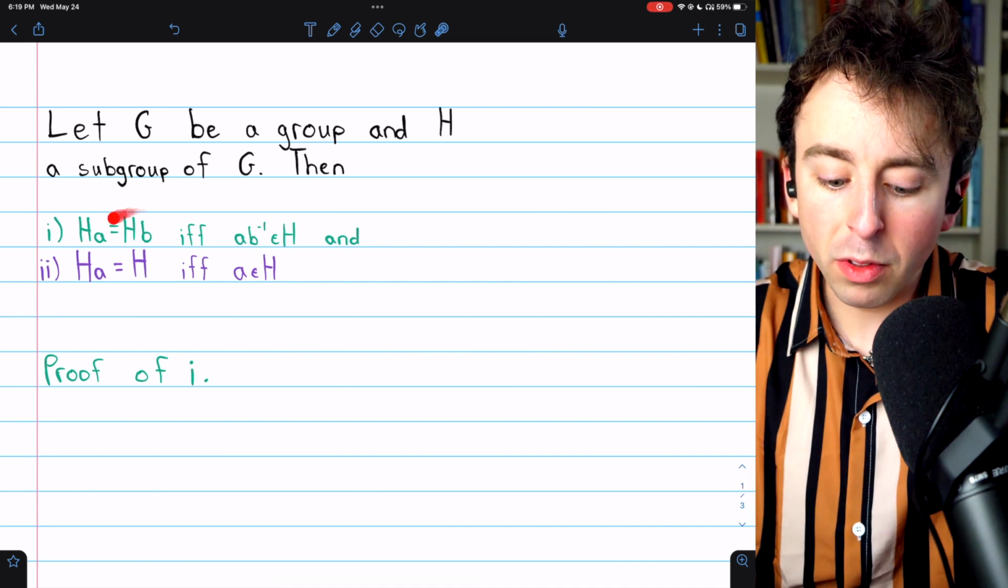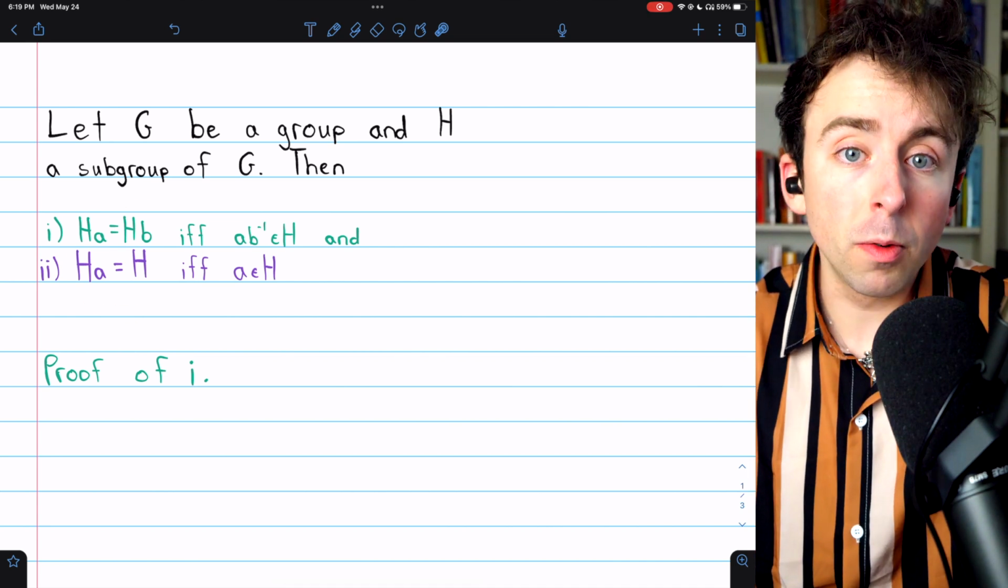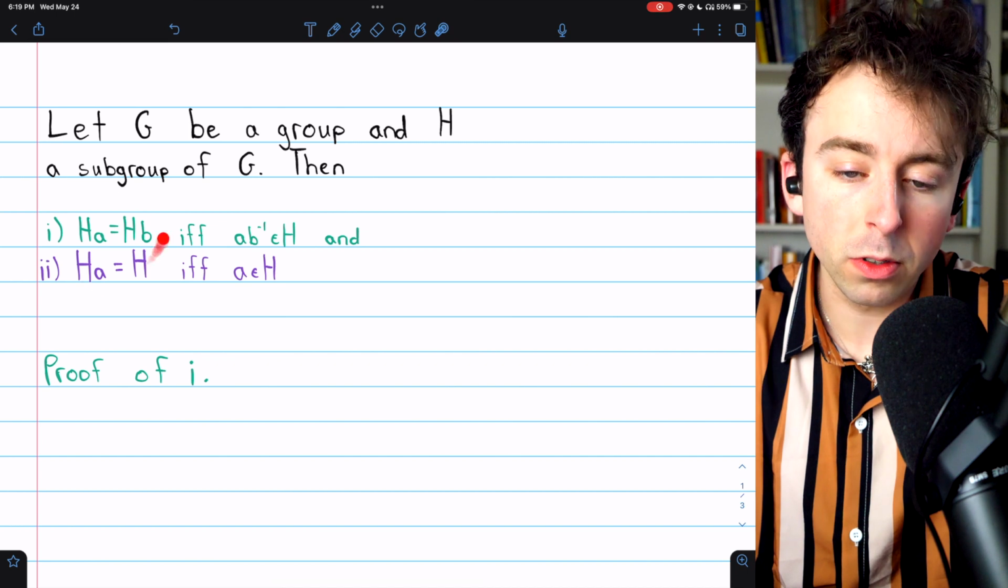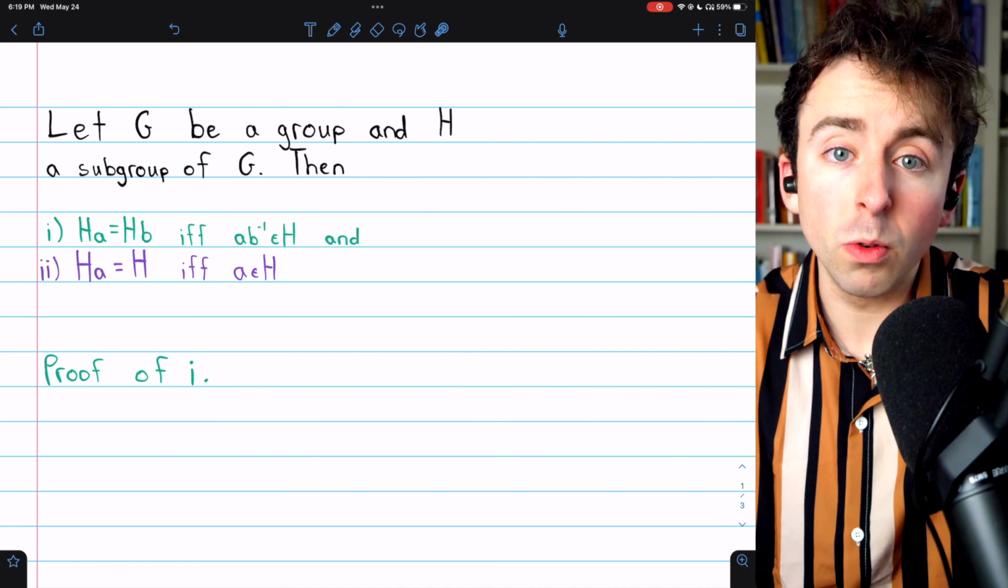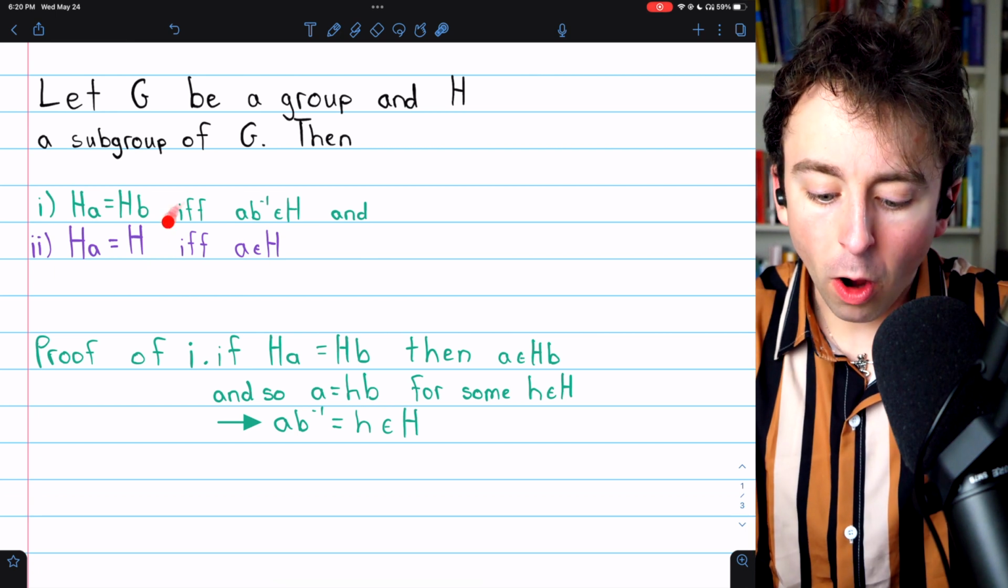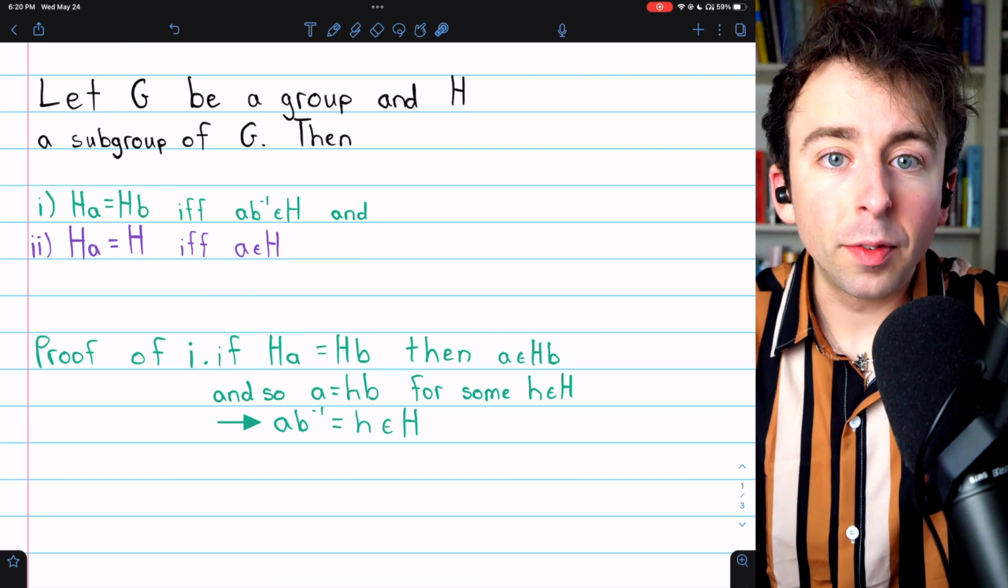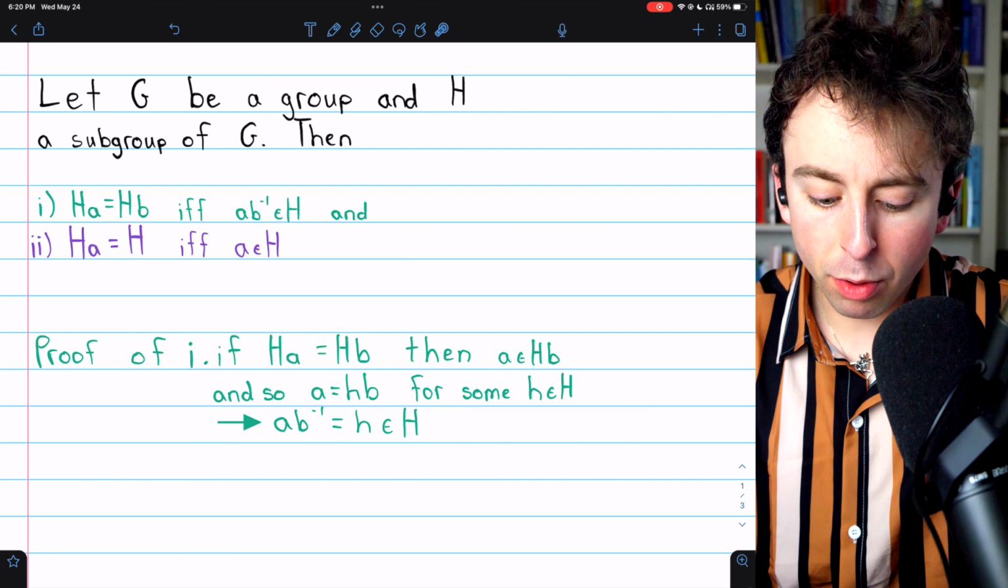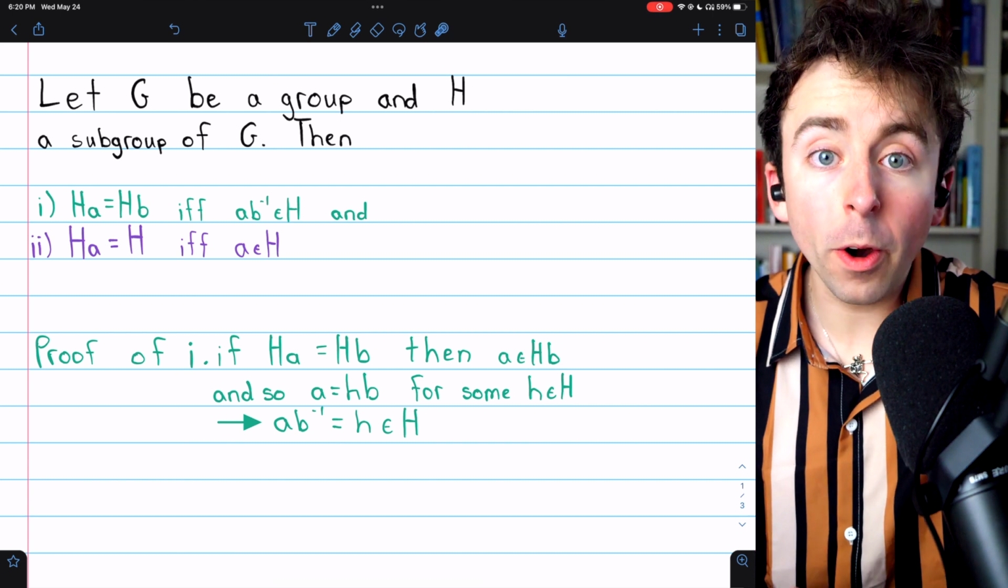We could write both of these properties and their proofs in terms of left cosets as opposed to right cosets. We're just going to use right cosets in this lesson. And note that both of these properties are if and only if statements. All right, let's begin with the proof of property 1, the forward direction.